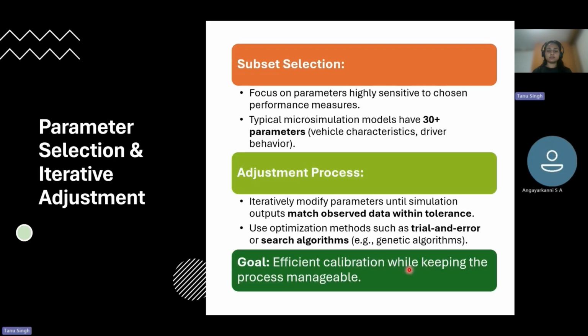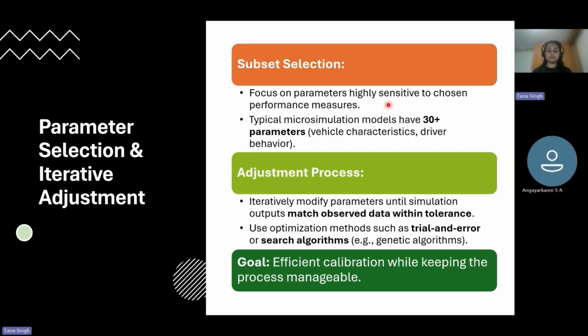Now, coming to the parameters, how we select these in the calibration step: parameter selection and iterative adjustment. The microscopic models can have 30 or more parameters that are related to vehicle or driver characteristics. So we don't tweak all of them. It's too complex. Instead, we focus on parameters that are highly sensitive to our performance measures. So we mainly focus on some of these parameters.